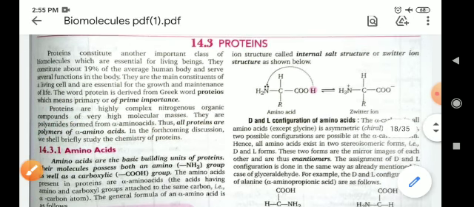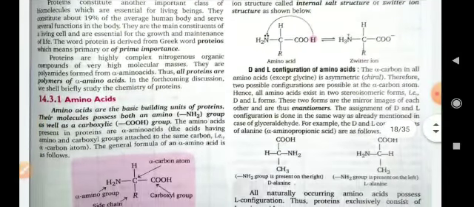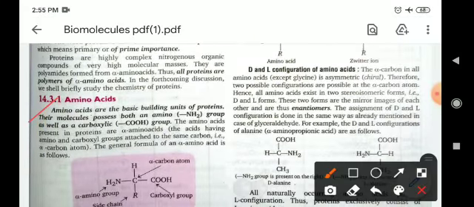As we know the constituent unit of proteins is the amino acid, so we will discuss amino acids. Amino acids are the basic building units of proteins, and both an amino group as well as a carboxyl group are present. The amino acids present in proteins are alpha amino acids, having amino and carboxylic groups attached to the same carbon, that is the alpha carbon atom.